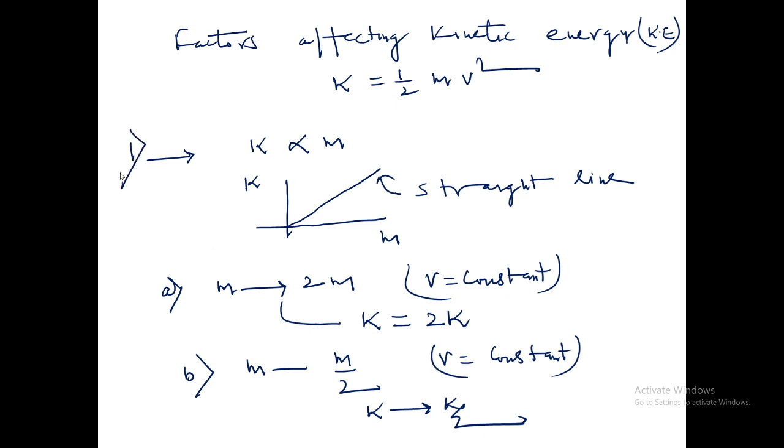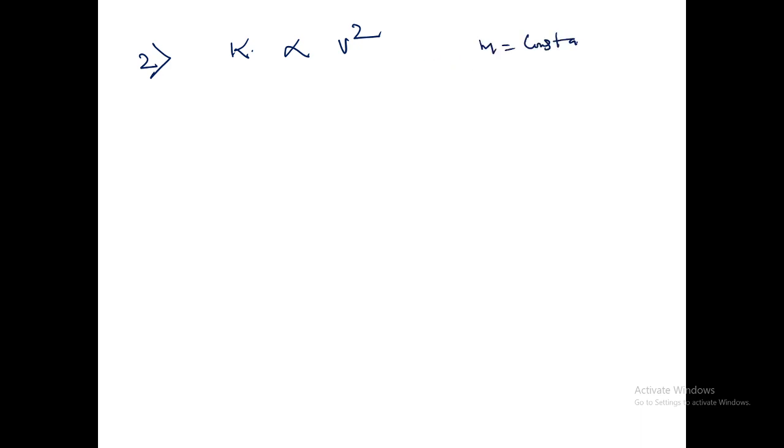Now I am going to discuss factor 2. So factor 2 is kinetic energy of a body is directly proportional to the square of its velocity when mass of the body remains constant. Here m is constant. Earlier v was constant. Here mass is constant. So graph will come out like this. If we have taken k on vertical axis and velocity v on horizontal axis, so graph will be like this.